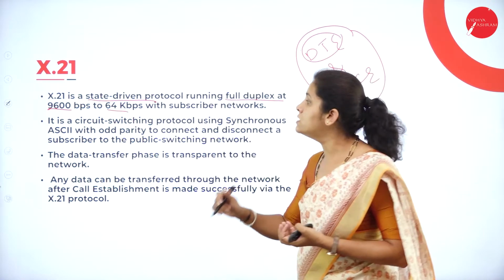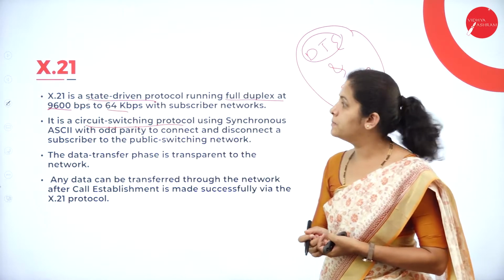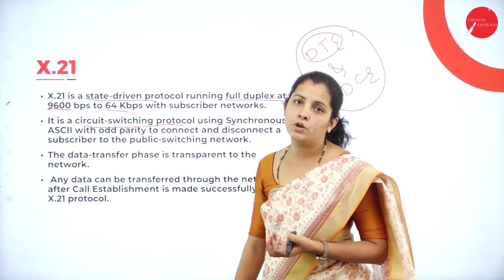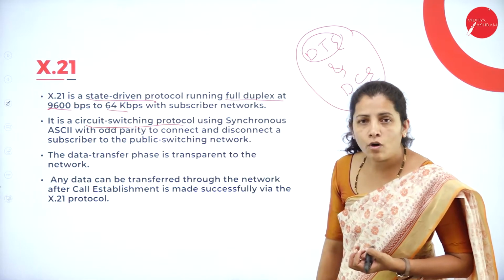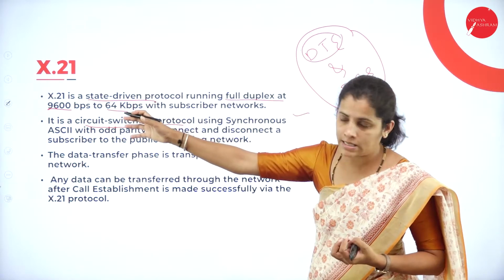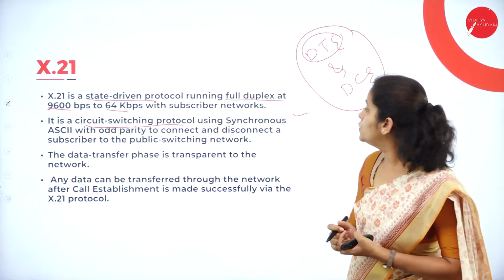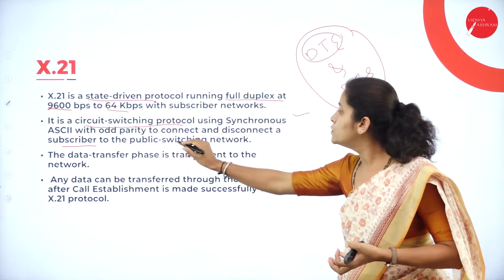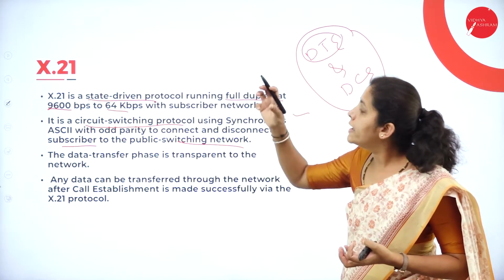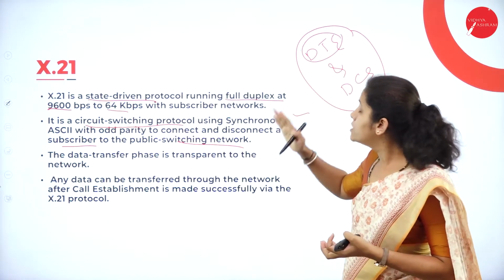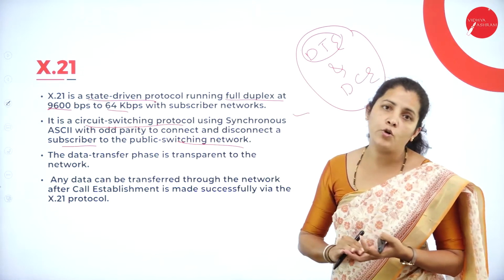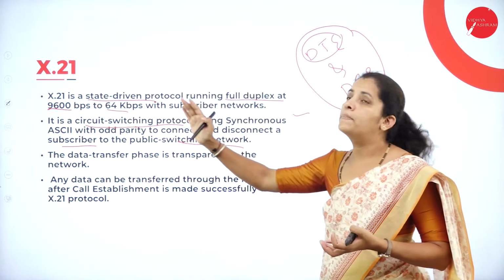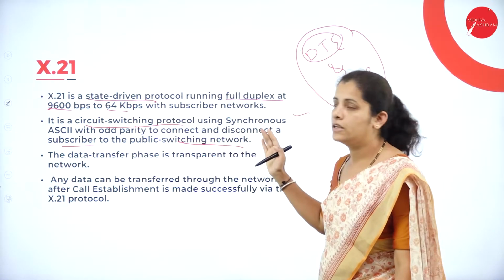So here it uses circuit switching protocol. That means X.21 is made up of circuit switching protocol and it also supports synchronous ASCII and odd parity to connect and disconnect the subscriber which is present in the public switching network.